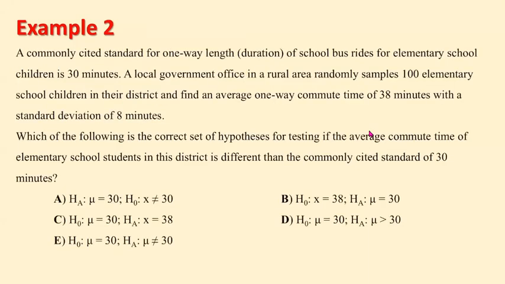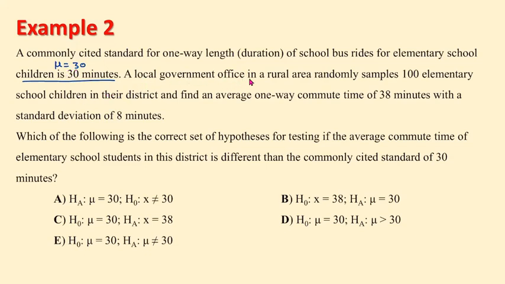Example 2 now. Let's find out what is asked here. A commonly cited standard for one-way length or duration of a school bus ride for elementary school children is 30 minutes. So that is the average time for the bus ride, 30 minutes. So you can see we have mean equal to 30 minutes. So because we have equal to, that should be the null hypothesis.